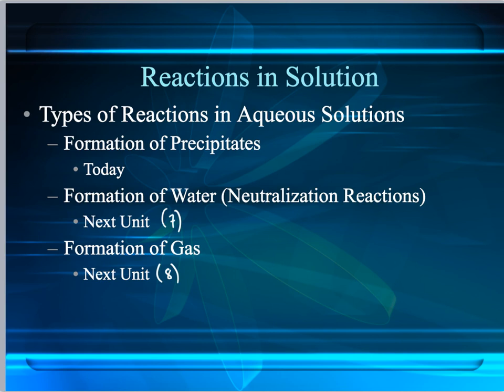You don't have to write this down, but here are the types of reactions in aqueous solutions. Today we are looking at precipitates, which is the formation of a solid from two aqueous solutions. Next unit, we'll talk about acids and bases, and those reactions will be double replacement reactions because they will be happening in water and forming two products, so we're going to have that in Unit 7. And then we have formation of gas, which is what we talk about with gas laws in Unit 8.